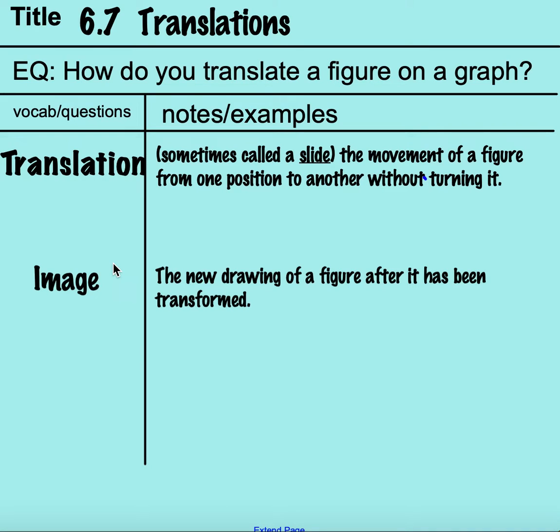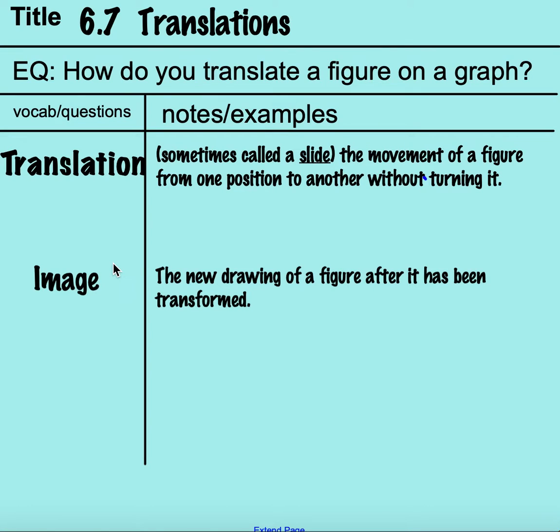So a translation, what we're talking about today, sometimes called a slide, is the movement of a figure from one position to another without turning it. So we're just taking an image, taking a figure, and we're going to move it from one position to another. We'll see what that looks like.